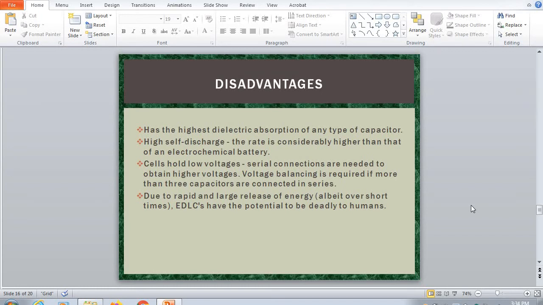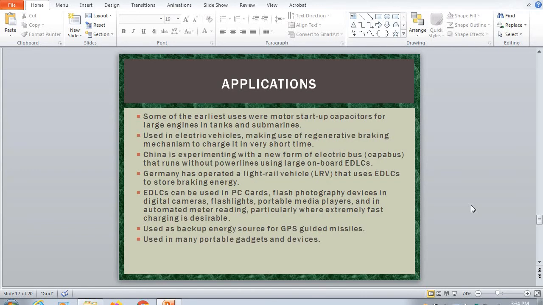Now, a few disadvantages. It has the highest dielectric absorption of any type of capacitor. Its self-discharge rate is higher than the electrochemical battery. Cells hold a low voltage. Serial connections are needed to obtain higher voltage. Voltage balancing is required if more than 3 capacitors are connected in series. Due to rapid and large release of energy, EDLCs have the potential to be deadly to humans. That is, they are very dangerous to humans.